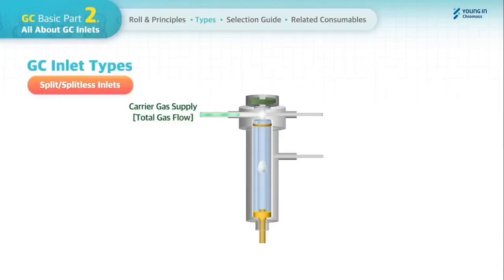Total carrier gas will flow into an inlet, and this passes through into the septum purge line and an inlet liner. In the liner, the set column flow goes into the column, while the rest of them will be vented out through the split vent line.